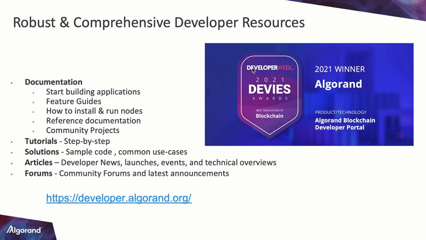Algorand developer tools: we've got a great developer portal. In fact, hot off the press, we just won a Dibbie Award from Developer Week for Best Innovation in Blockchain, specifically for the developer portal. It just goes to show you we're being recognized now in the industry, and there's lots of great documentation out there. We've got a lot of feature guides, how to install and run nodes, and a lot of great reference documentation. Let's just take a quick peek.